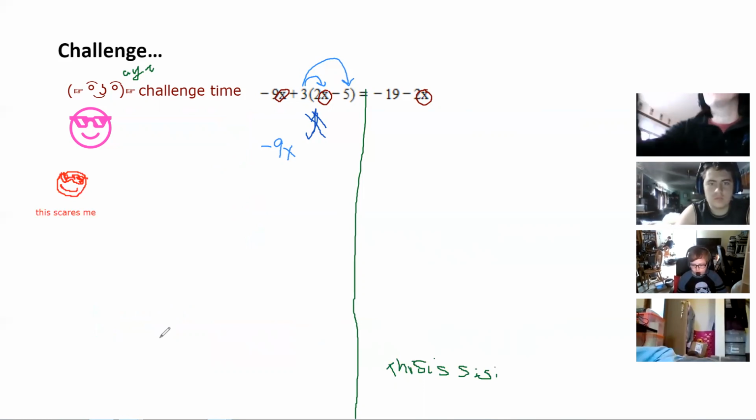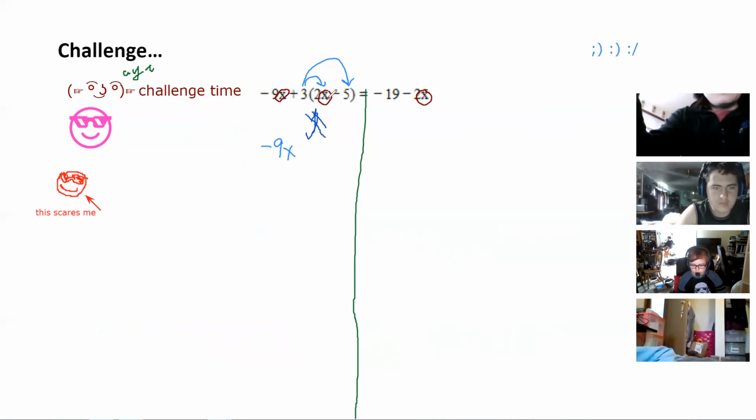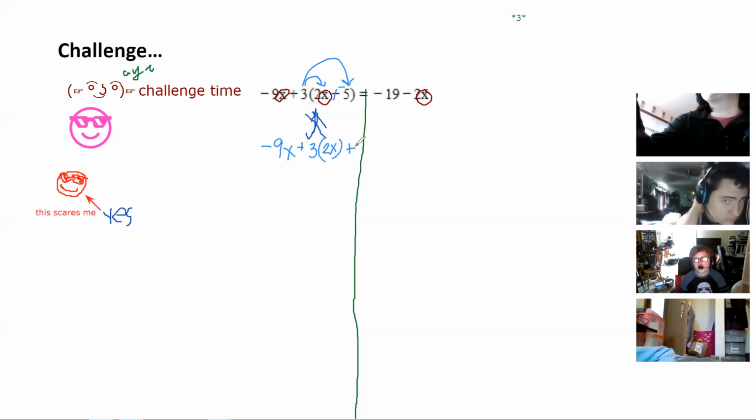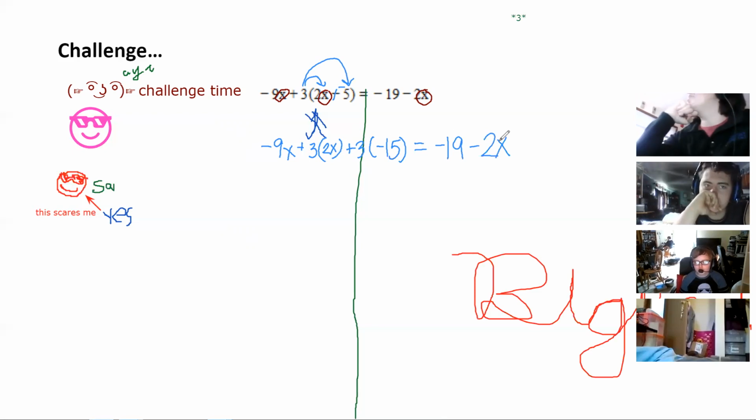All right, so we distributed the 3. That's pretty good. For drawing with the mouse, that's awesome. So we're going to distribute the 3. We're multiplying to each term in the parentheses. Remember, every minus can be changed to adding a negative. So plus 3 times negative 15 equals negative 19 minus 2x. Good. So you distribute what's right in front of the parentheses.